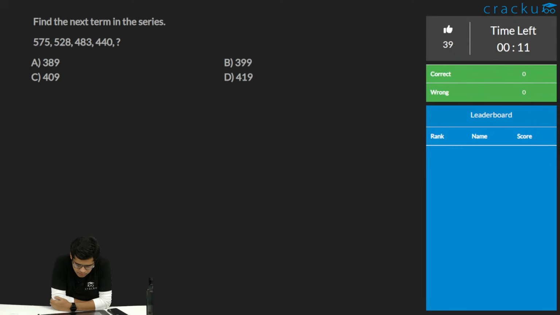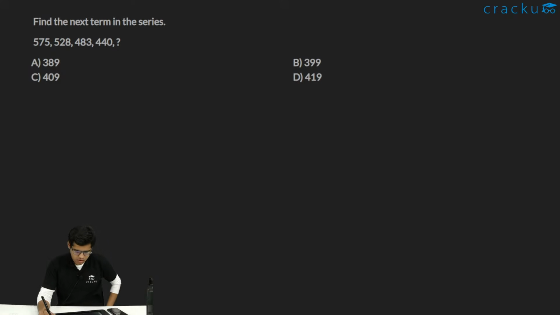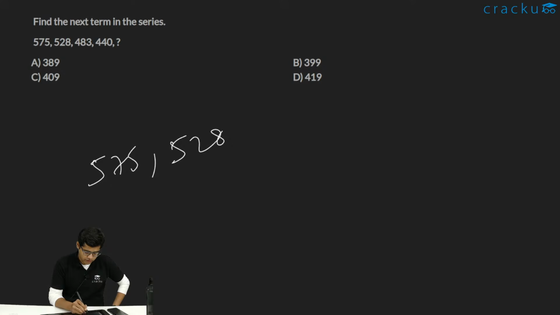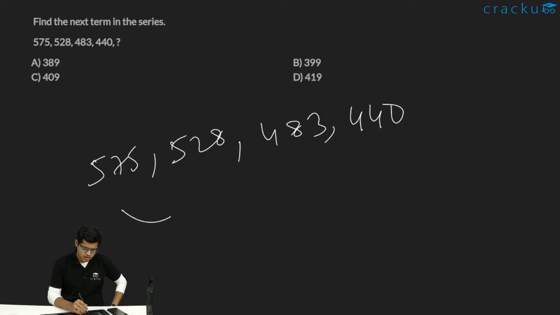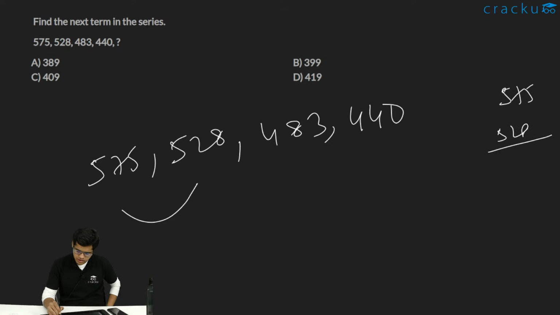Yeah, B is the right answer. Okay, this is a very easy question. 578, 575, 528, 483, 440. 575 and 528, what is the difference? The difference is 47. So 575 minus 47 is 528.